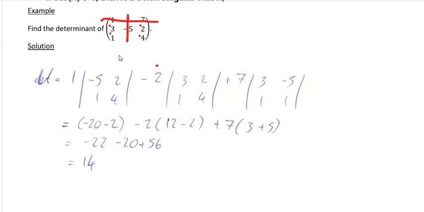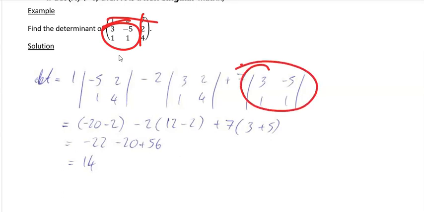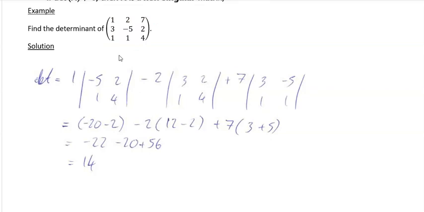And for our last one, you've got our 7. So where's our 7? It's here. Cross out its row and column, and you're left with this. So it's a 2 by 2 determinant of that. Okay, all you've left to do is to actually do those things out.